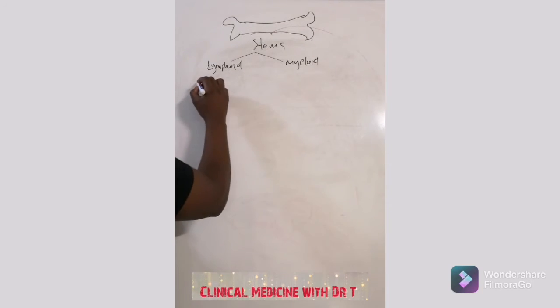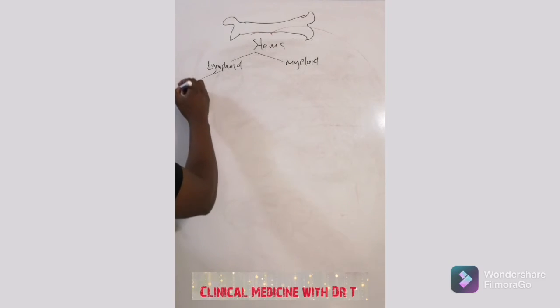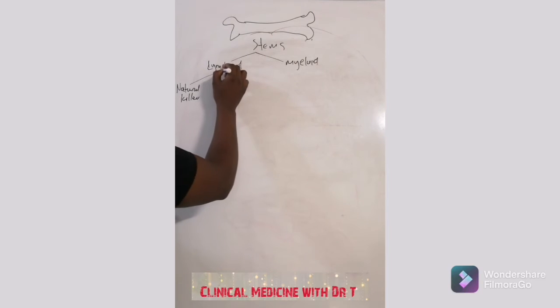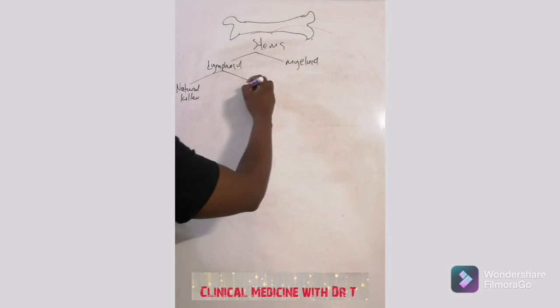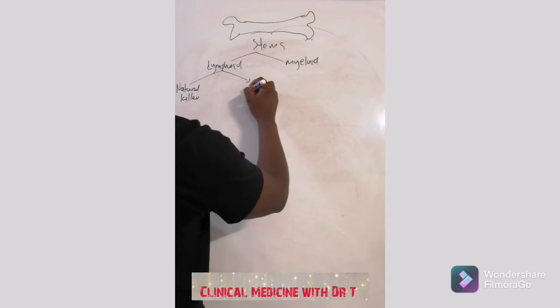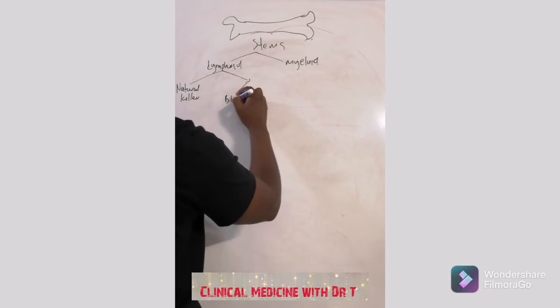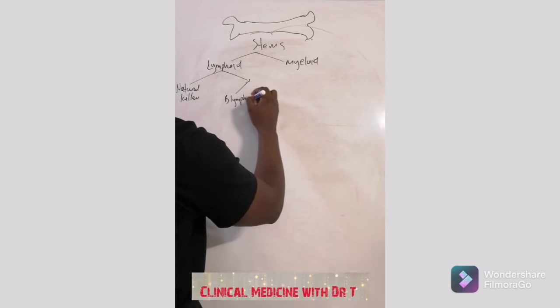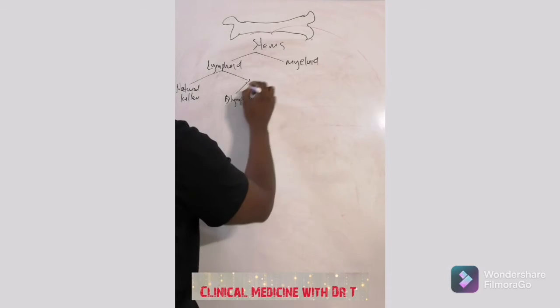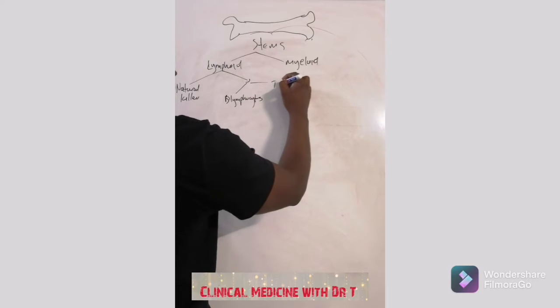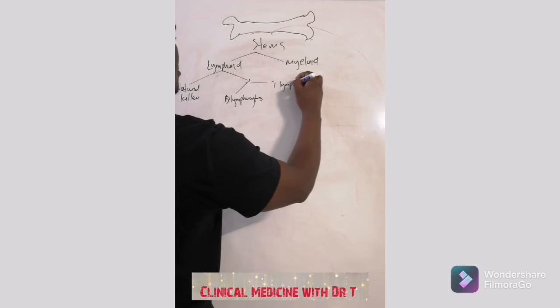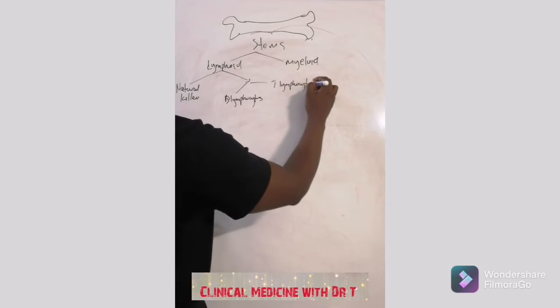So on the lymphoid side, you can end up getting your natural killer cells, or you can get your B lymphocytes, or your T lymphocytes, right?